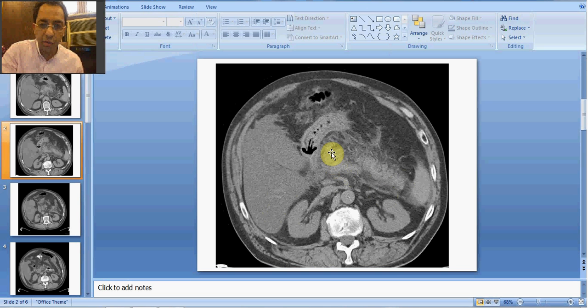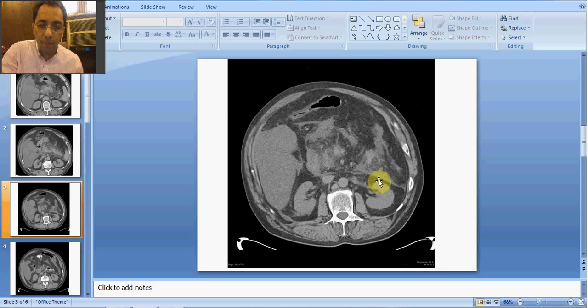We can see again diffuse bulkiness of the pancreas. Most of the parenchyma appears to enhance, although there are a few areas of reduced enhancement. There is increased peripancreatic stranding, and again the perinephric fat halo is spared, and there is thickening of the anterior pararenal fascia.